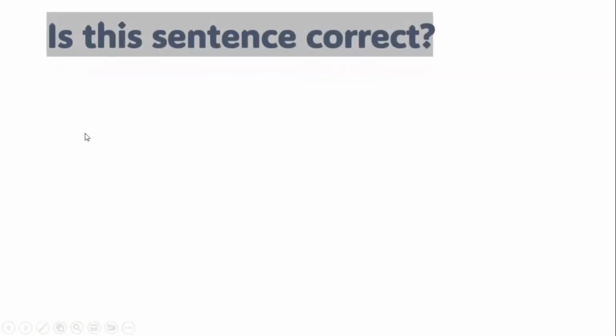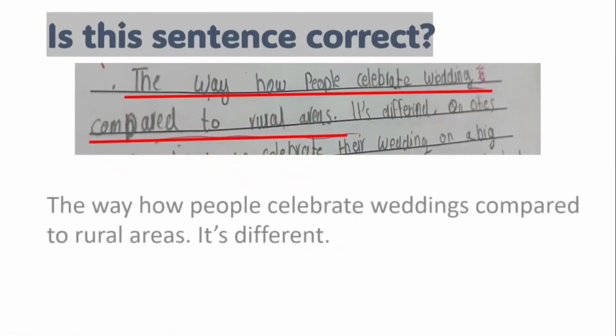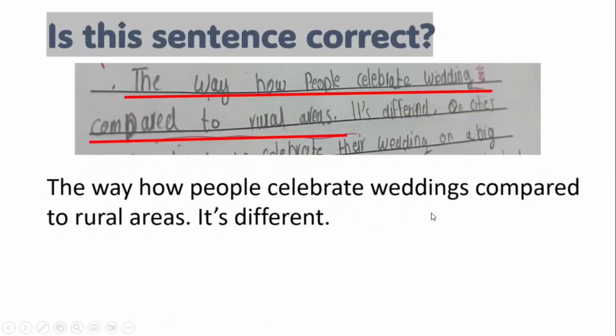Now let's go back to the sentence we displayed in the beginning of the lesson, and let's see how we are supposed to fix this one. Again: "The way how people celebrate weddings compared to rural areas." Full stop. "It's different." I think the student who wrote this was confused because she thought that the word, the verb, celebrate is the verb in the sentence.